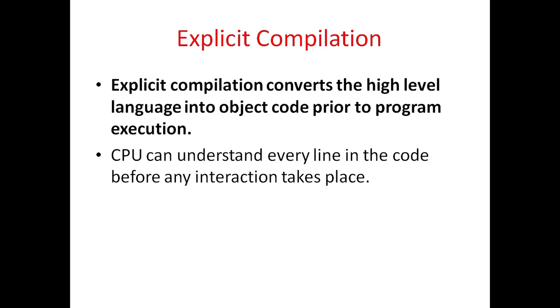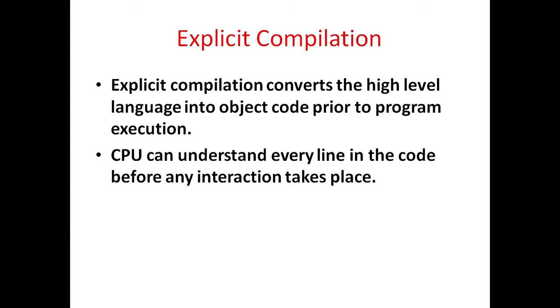Explicit compilation means it converts the high-level language into object code prior to program execution. The CPU can understand every line in the code before any interaction takes place.